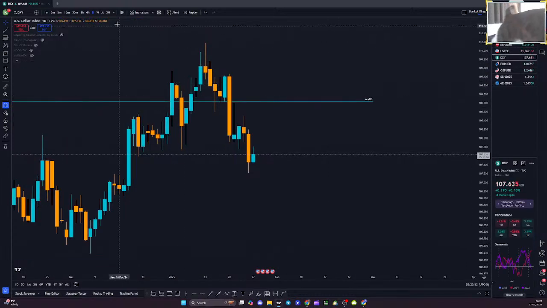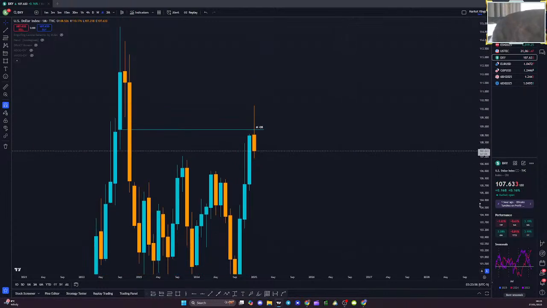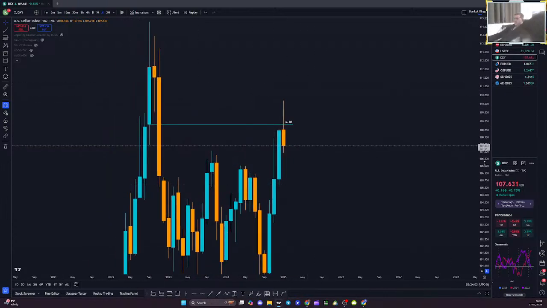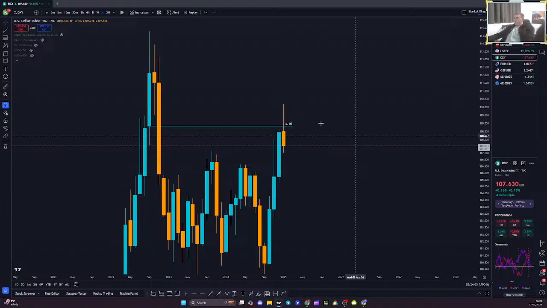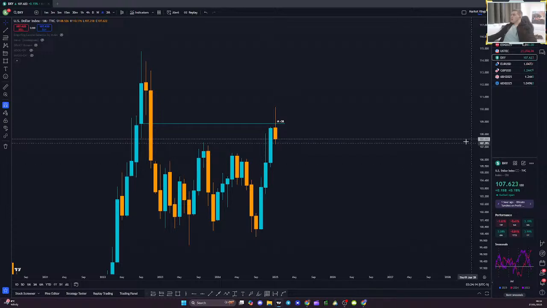Okay, let's look at DXY now. DXY seems to be rejecting this monthly order block. Yeah, 4 days till the monthly candle closure. So I'm gonna see how we close, but if we do close like we are now, most likely my next target is gonna be around here.